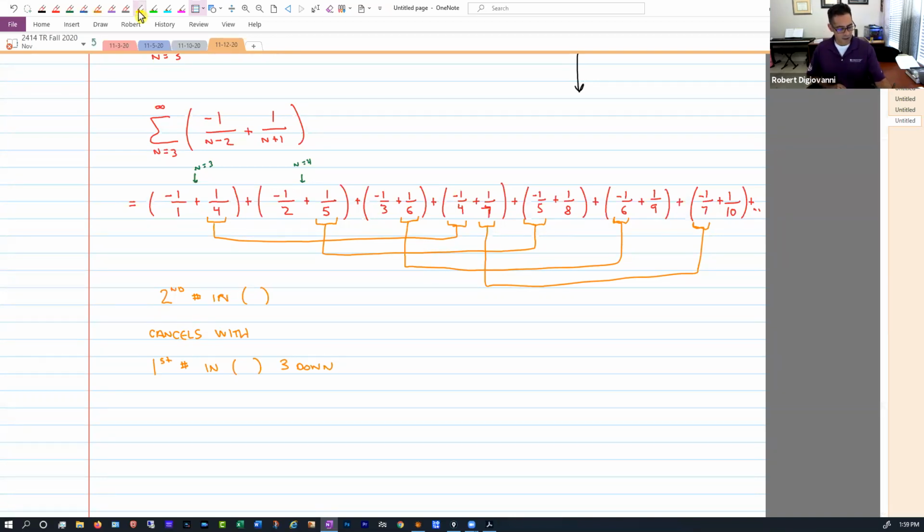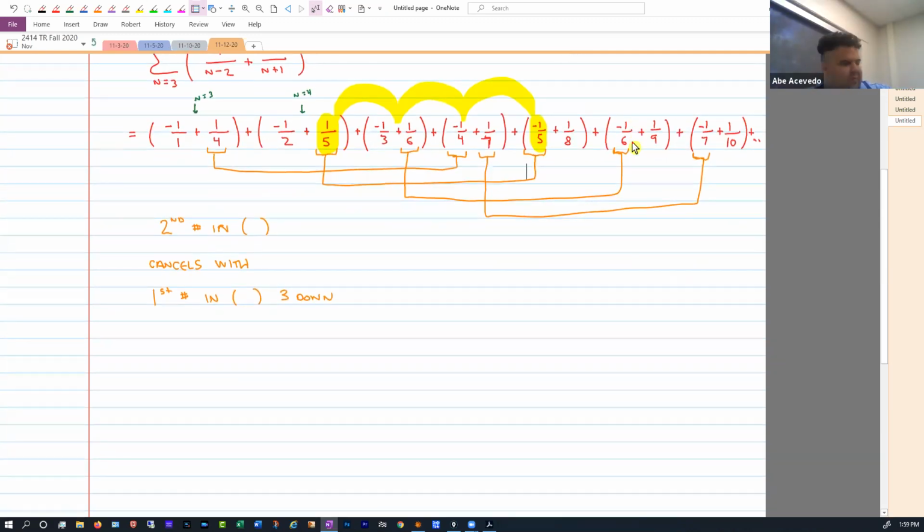So let me see if that makes sense. If I just randomly pick the second number in a parentheses, there, I'd pick that one. That should cancel with the first number 3 down. So here's 1 down, 2 down, 3 down. The first number, that works, right? See how that works? Now you should also be able to do this backwards. You could also say that the first number in a parentheses cancels with the second number 3 up, right? Upstream instead of downstream. Okay. All right. Good. We've established the pattern.